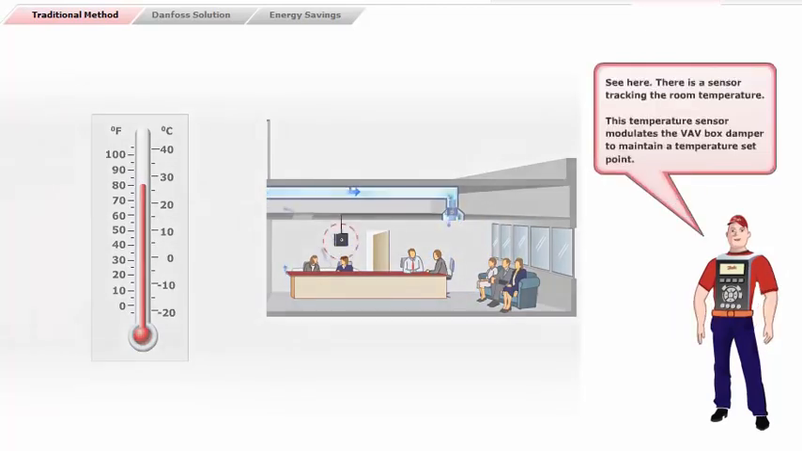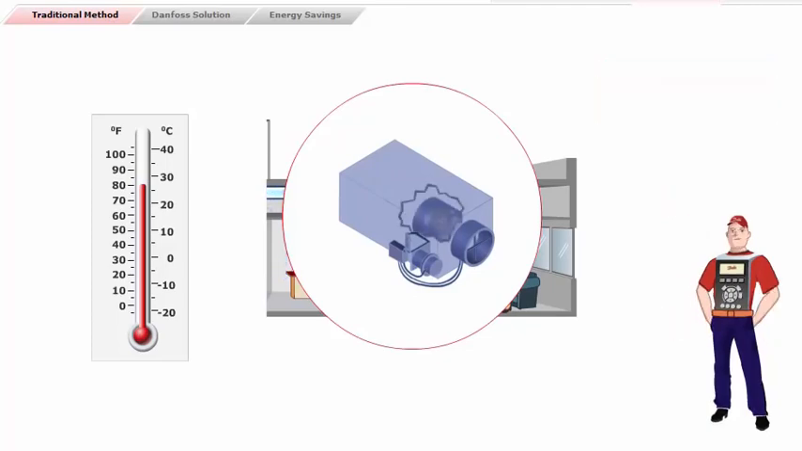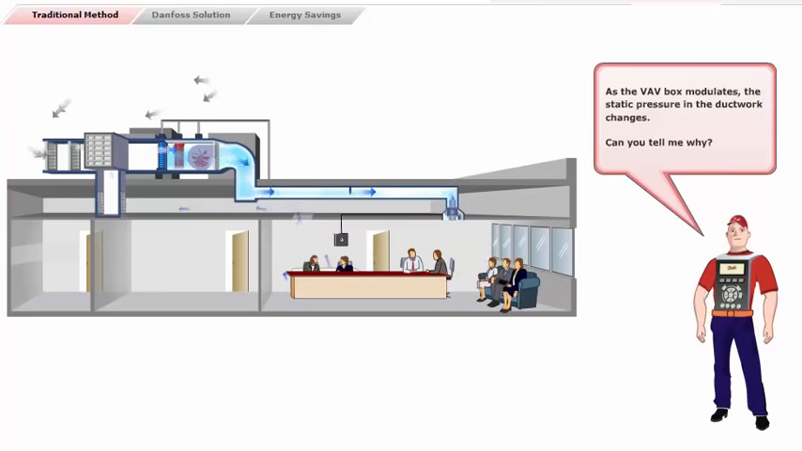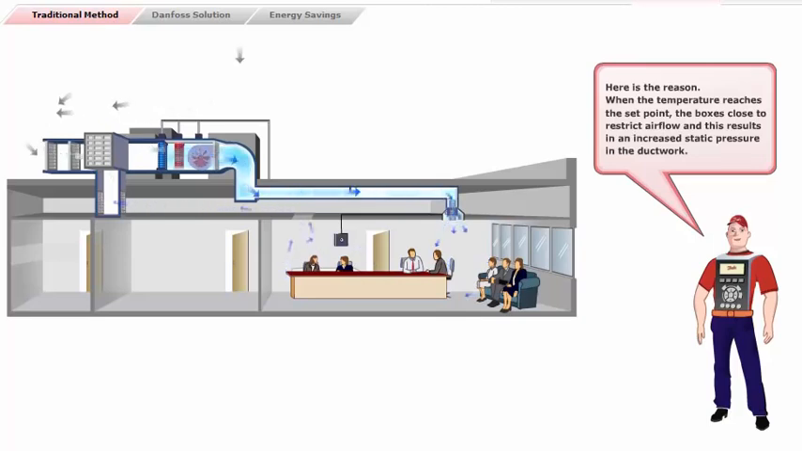See here, there is a sensor tracking the room temperature. This temperature sensor modulates the VAV box damper to maintain a temperature set point. As the VAV box modulates, the static pressure in the ductwork changes. Can you tell me why? Here is the reason. When the temperature reaches the set point, the box is closed to restrict airflow, and this results in an increased static pressure in the ductwork.